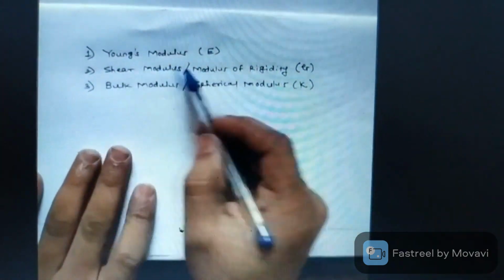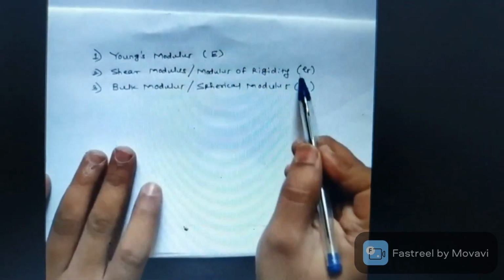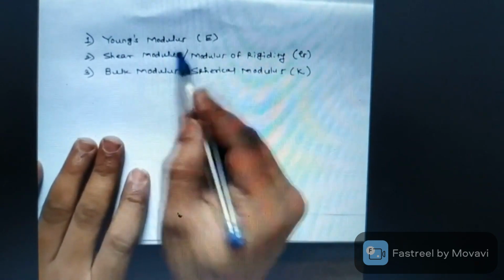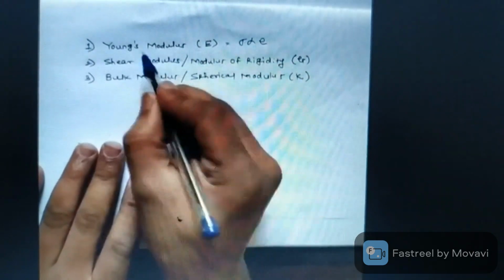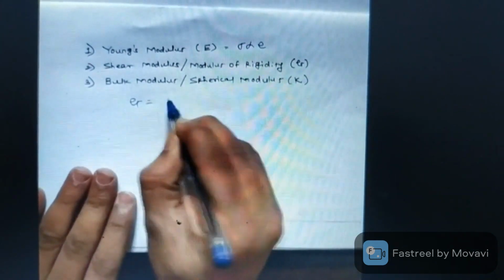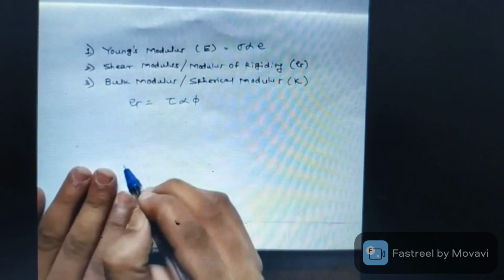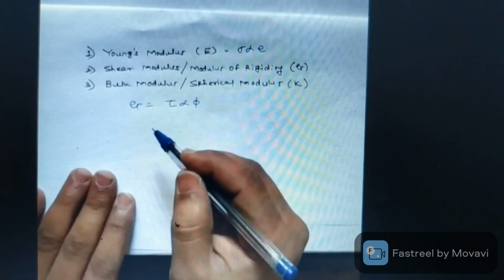The last one, which we have already seen, is the Young's modulus. Then the shear modulus, which is also called the modulus of rigidity, and then the bulk modulus. As we have seen, for the Young's modulus, the normal stress is proportional to normal strain within its elastic limit. Similarly, for the shear modulus, the shear stress is proportional to shear strain, and for the bulk modulus, there is a change in volume on the application of pressure.